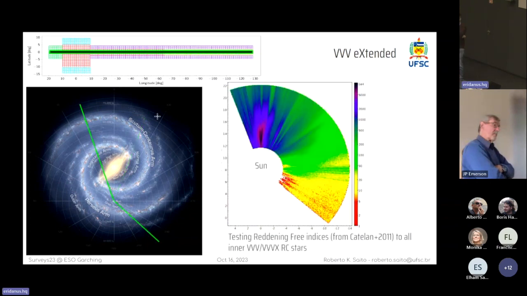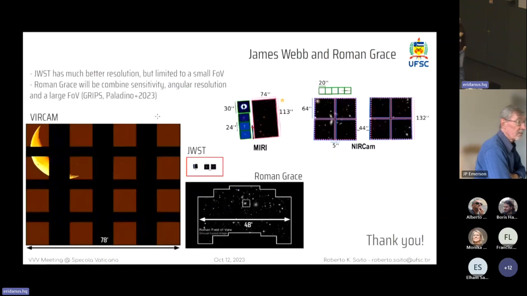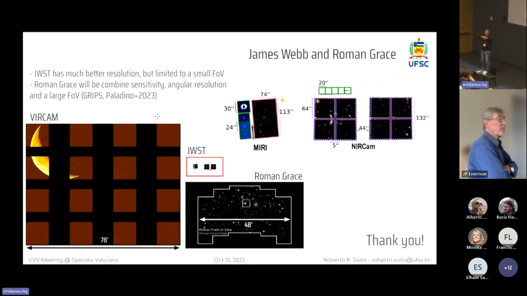And this is a first test I made trying to combine all the red clump stars in the innermost tiles, okay, using reddening-free indices. This is just a test I made to encourage my student, showing what I believe can be done. That is to map all the galactic disk using VVV data, okay? And VISTA is still competitive in the future because, okay, you now have James Webb, but the field of view of James Webb is very small compared to VVV. So if you want to go larger and map a larger area, you have to work with VISTA and in the future with the Roman Space Telescope.